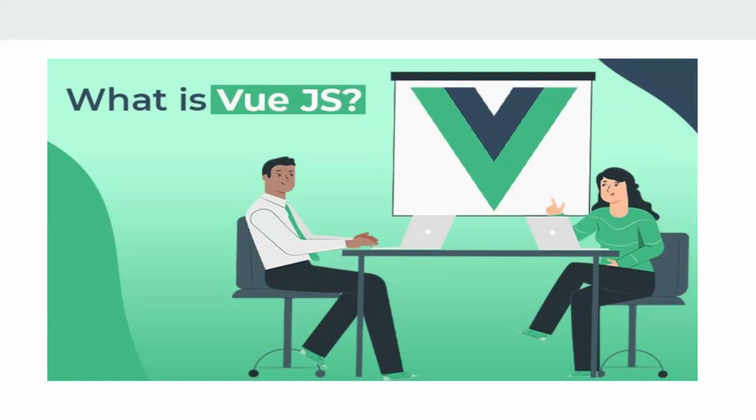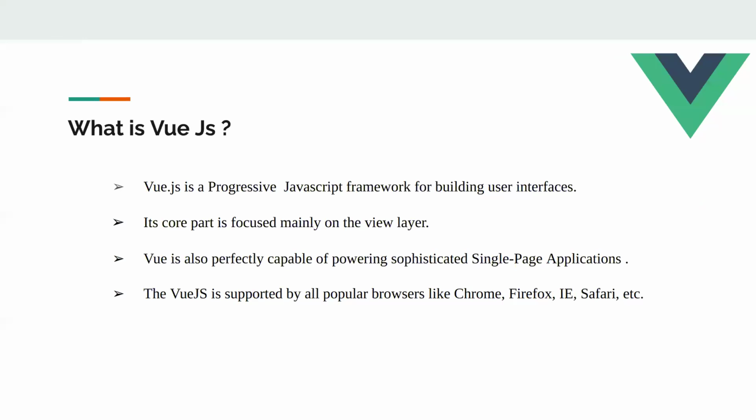Okay, then I will go to this one. In this slide, I noted some of the points I already told you. The first one is Vue.js is a progressive JavaScript framework for developing user interfaces and also for single page applications. And Vue.js is mainly used for what? Mainly focusing on the view layer structure. Also Vue.js supports all the browsers like Chrome, Firefox, etc. Then we will move to the next slide.